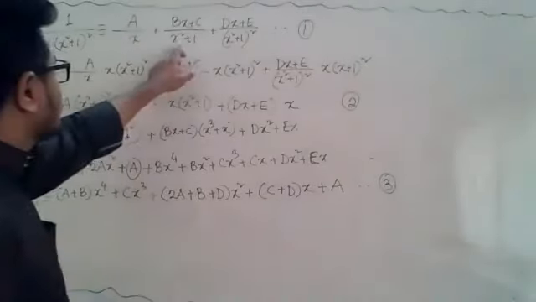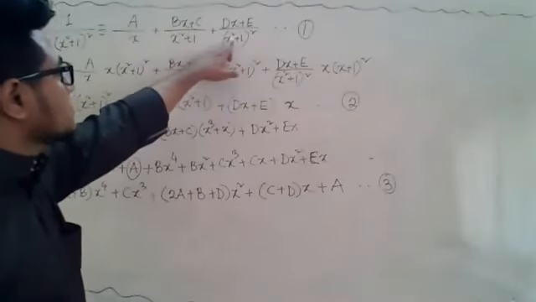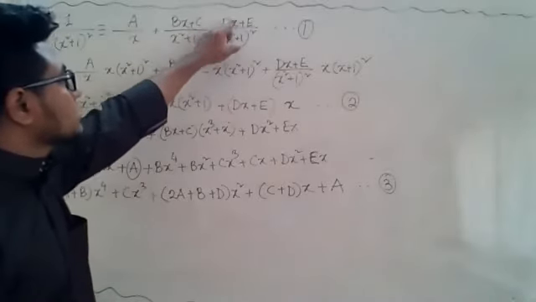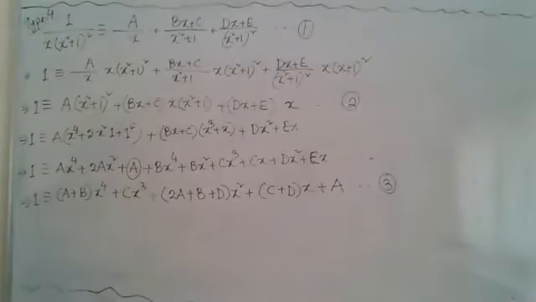Then next we have the repetition of this one, x square plus 1 whole square. Here also the power is 2, so the power in the numerator will be 1, so dx to the power 1, plus there will be a constant term, that is e, right?